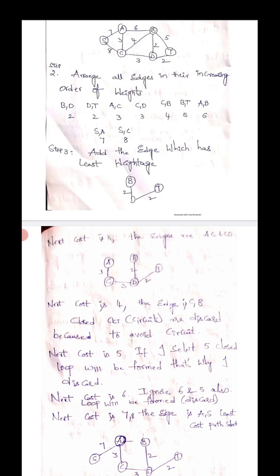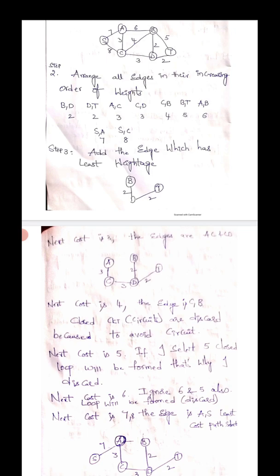The edge is CB. If we put C to B, a loop will be formed, a closed circuit will be formed. That's why that edge with weight 4 is discarded. Then the next cost is 5, BT. If I select B to T, a closed loop will be formed, so I discard it. I already have a path from B to T, so a closed circuit would be formed.